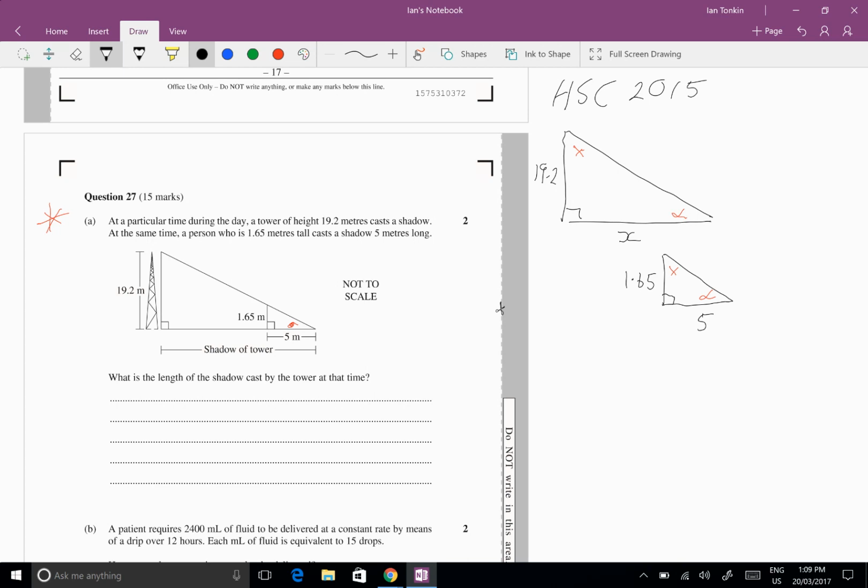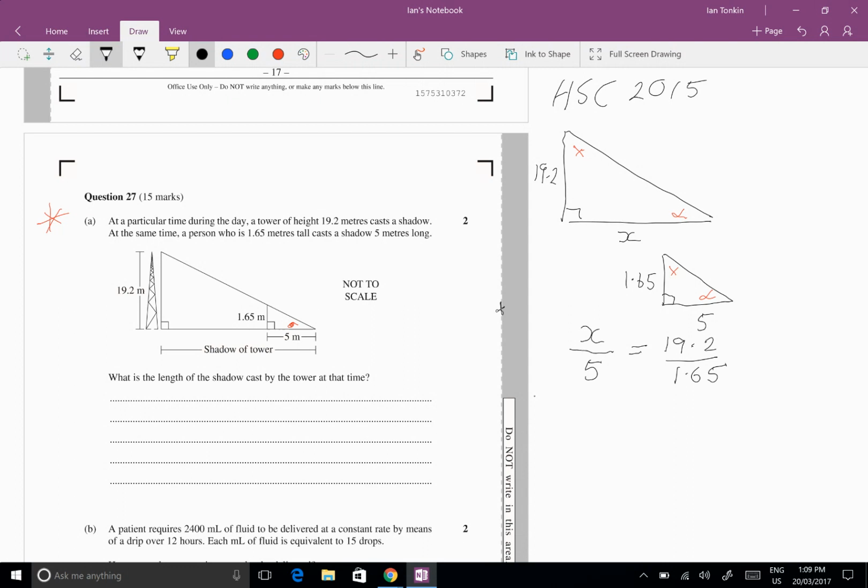Now that we know they're similar, we know that the sides are in ratio, so I can just write a ratio of each one. Whenever I do these, I always put the pronumeral on top. So x on 5, it's between the square and that little alpha I've drawn, and the 5 is between the little right angle symbol and the alpha I've drawn. Now that's going to equal the same corresponding sides in both triangles in a ratio. So 19.2, because it's the big one, over 1.65.